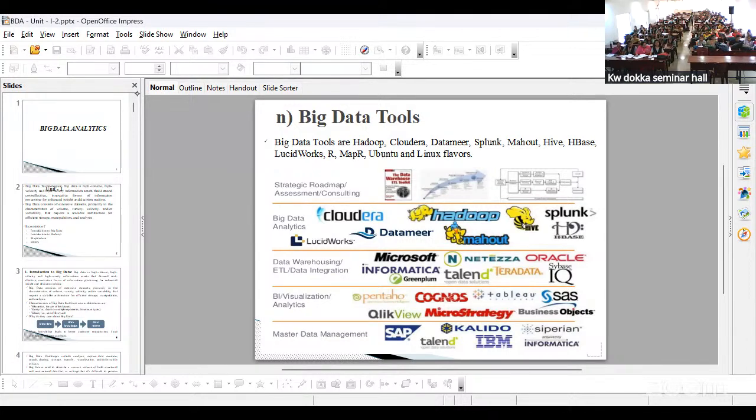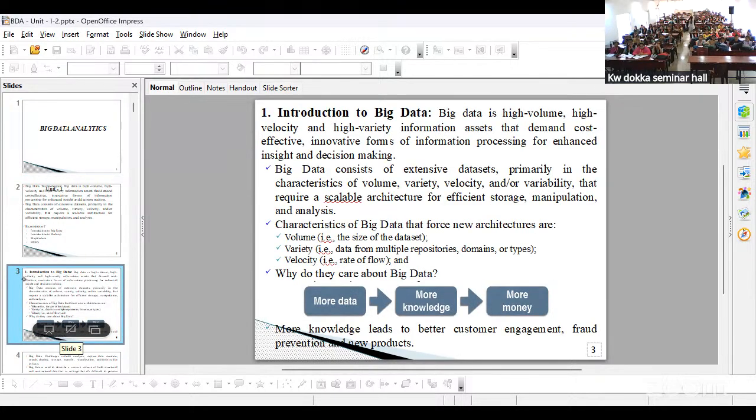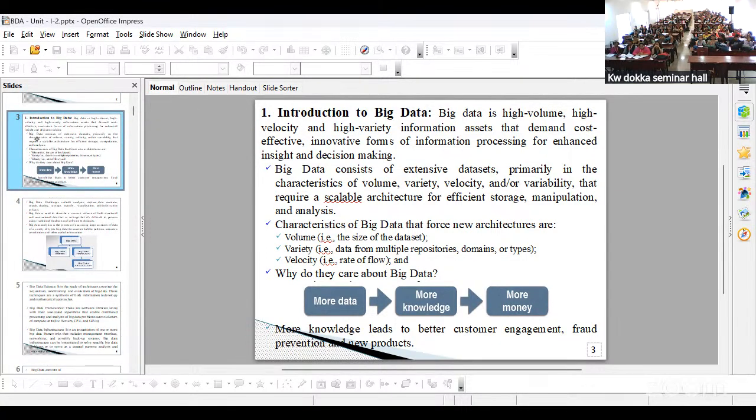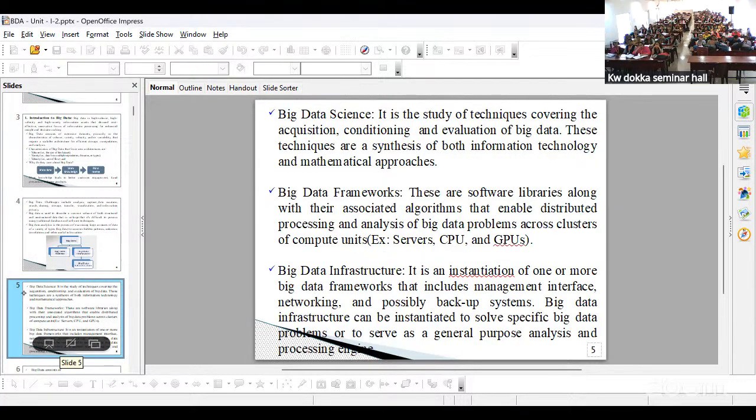Please stop talking. Just let us see the introduction. It is about big data, right? What is the introduction to big data? We have done it. Next, all these are the challenges faced by big data. What are the different challenges? In big data, you have big data science, you have frameworks, you have infrastructure.